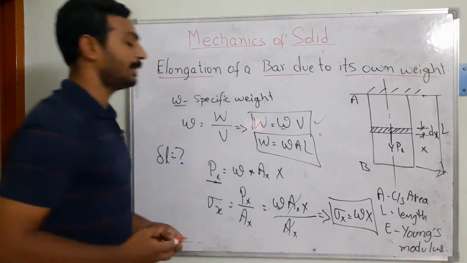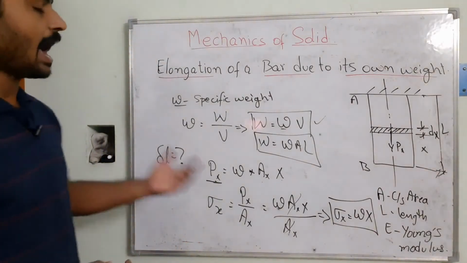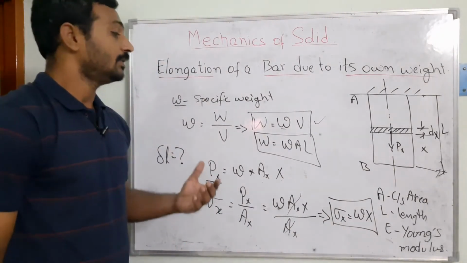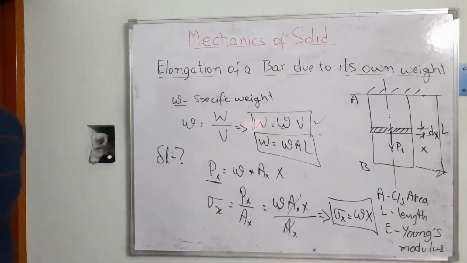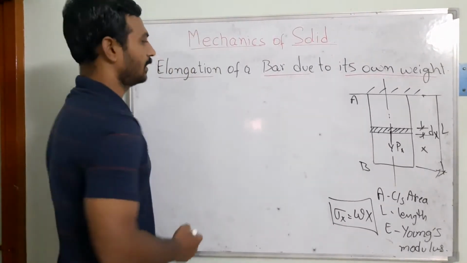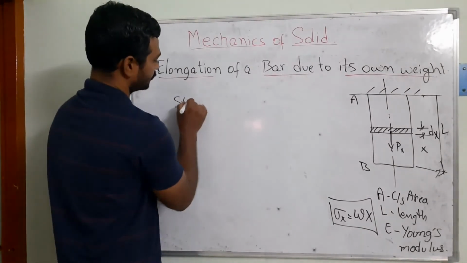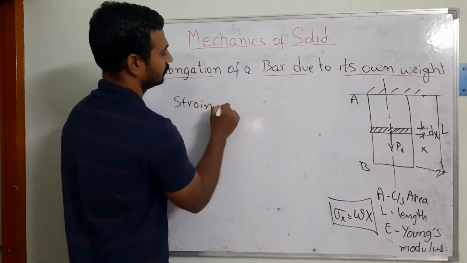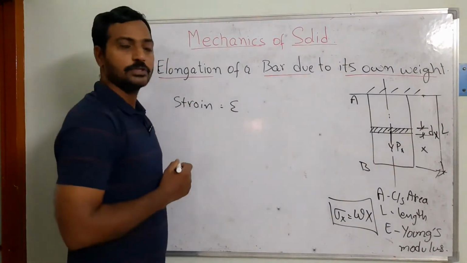So once I calculate sigma x, then I want to find out the strain in that material. So we need to find out the strain in that elemental strip. So I am going to take the strain as epsilon, suppose.